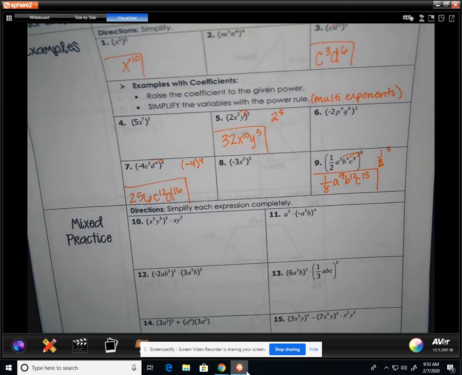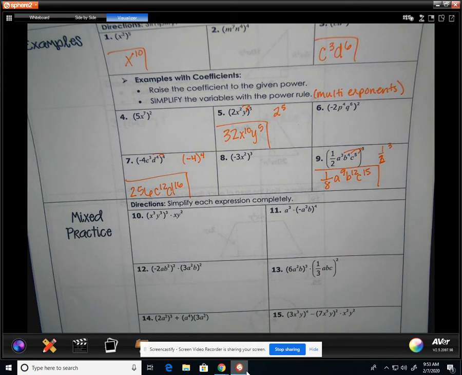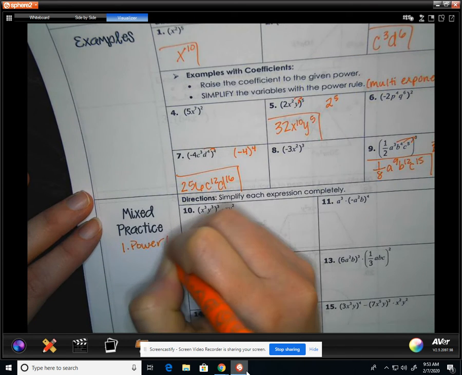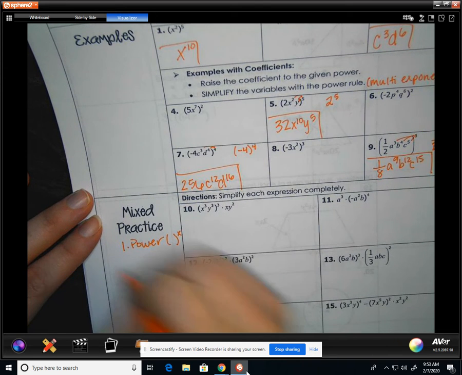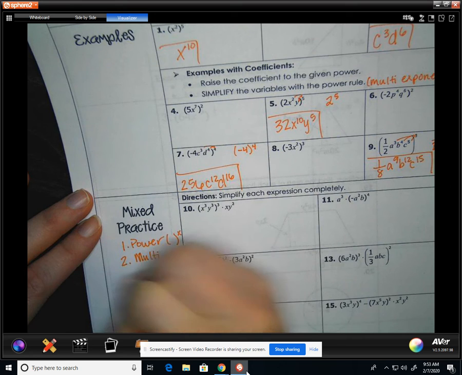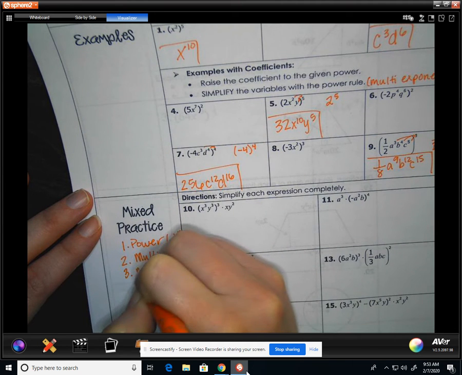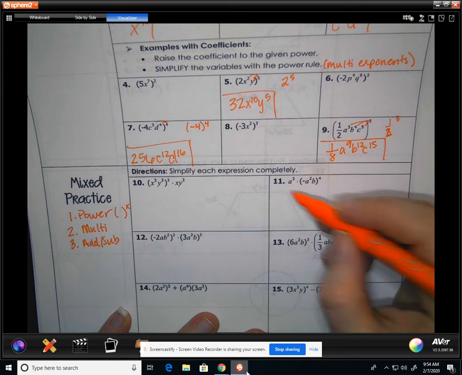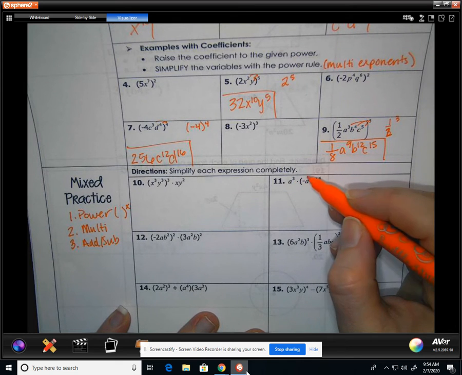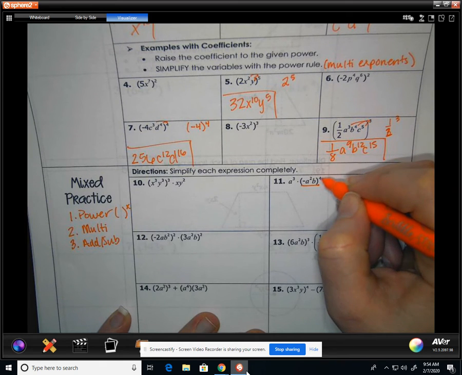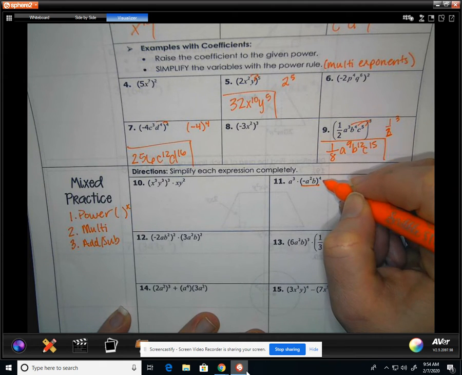Now when you're down here on mixed practice, I'm still going to do these odds for you. The first thing you have to do is the power rule, and that's the parentheses with the exponent on the outside. The second thing you're going to do is your multiplication. And the third thing you're going to do is add or subtract if you have addition or subtraction. Okay, so here we go. Number 11. I have a to the 3rd times -a squared b to the 4th. So the first piece I'm going to take care of is this outside power, a number outside of the exponent.